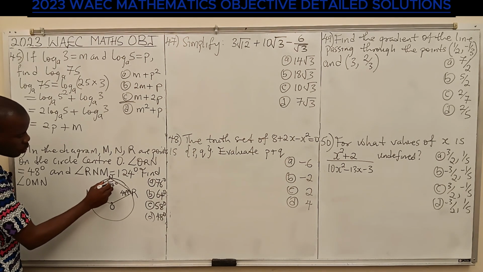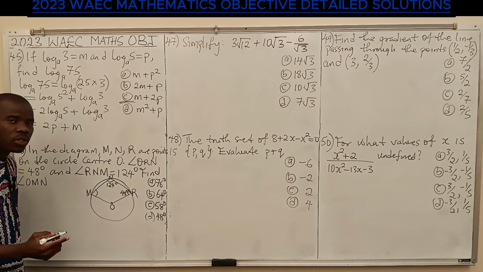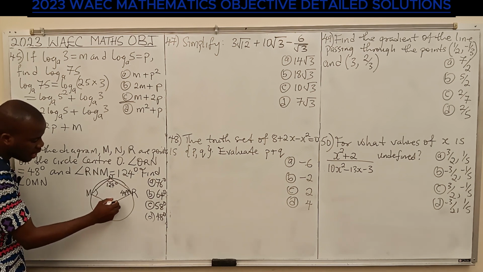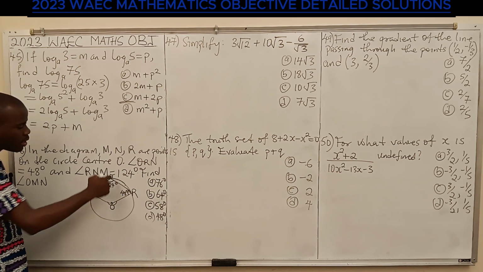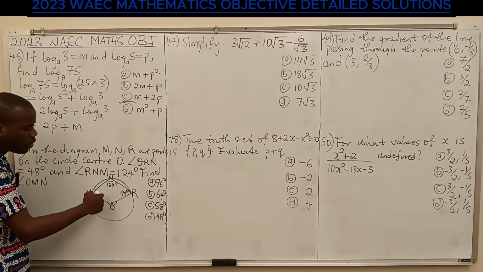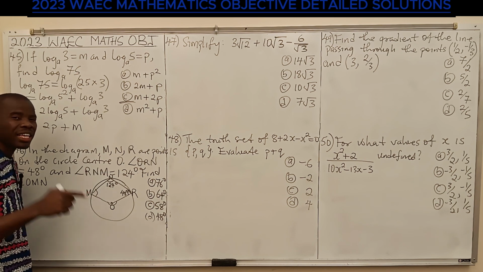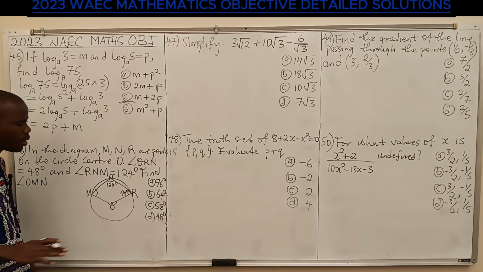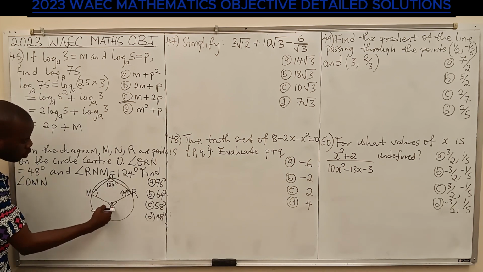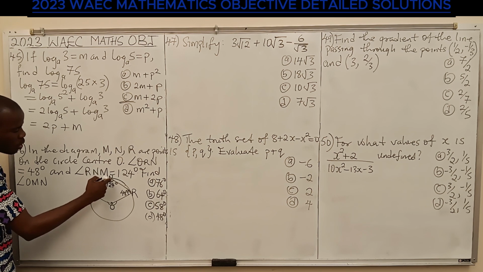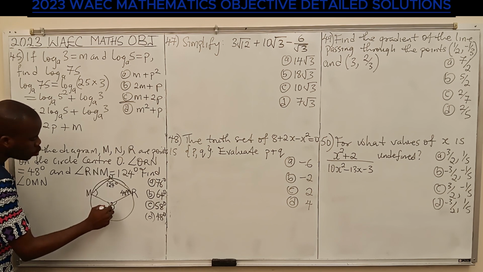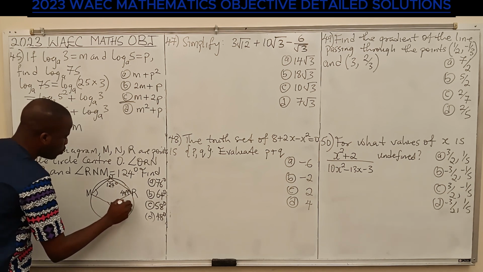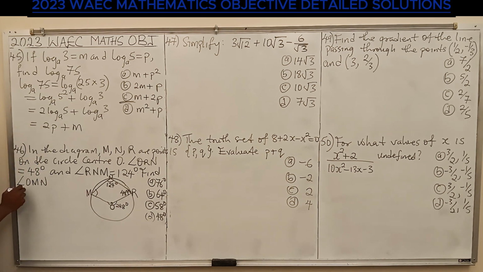Now, because this is 124, we can use the theorem which says angle at center, that is this angle here, is twice angle at circumference. Meanwhile, you can check my videos on the circle theorem series where I covered the theorems in detail. All the theorems are there. So here is twice here. So if here is 124, here will be 248. This is what we call reflex angle.